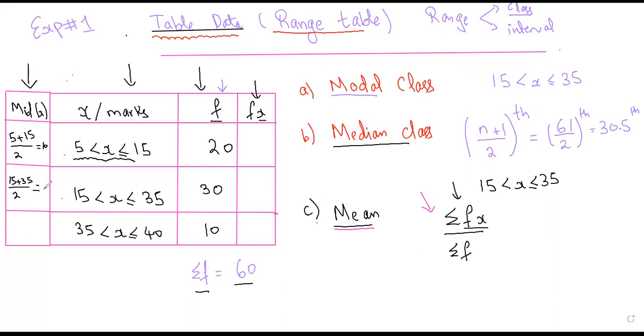So we are on the second row. What would be the middle value of the second range? The middle value would be 25. Okay. Very good. It would be 25. And then the last one would be 35 plus 40 over 2. It would be?